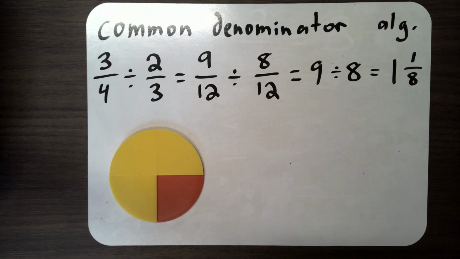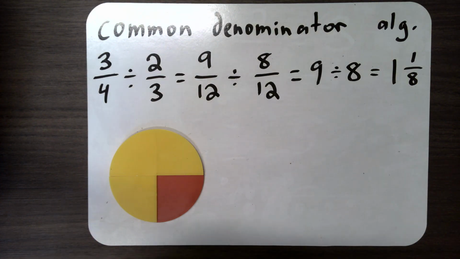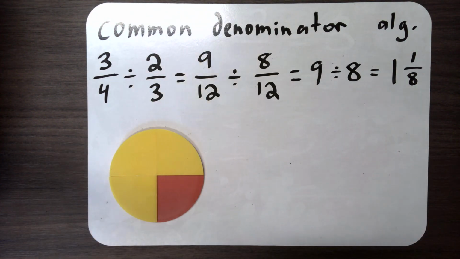In this video, we're going to look at CRA models for fraction division algorithms. There's going to be two algorithms that we look at. One will be the common denominator algorithm, and one will be the standard algorithm. The first one that we'll look at is the common denominator algorithm. I have this one written out here, and then we'll show it with just the concrete model here.